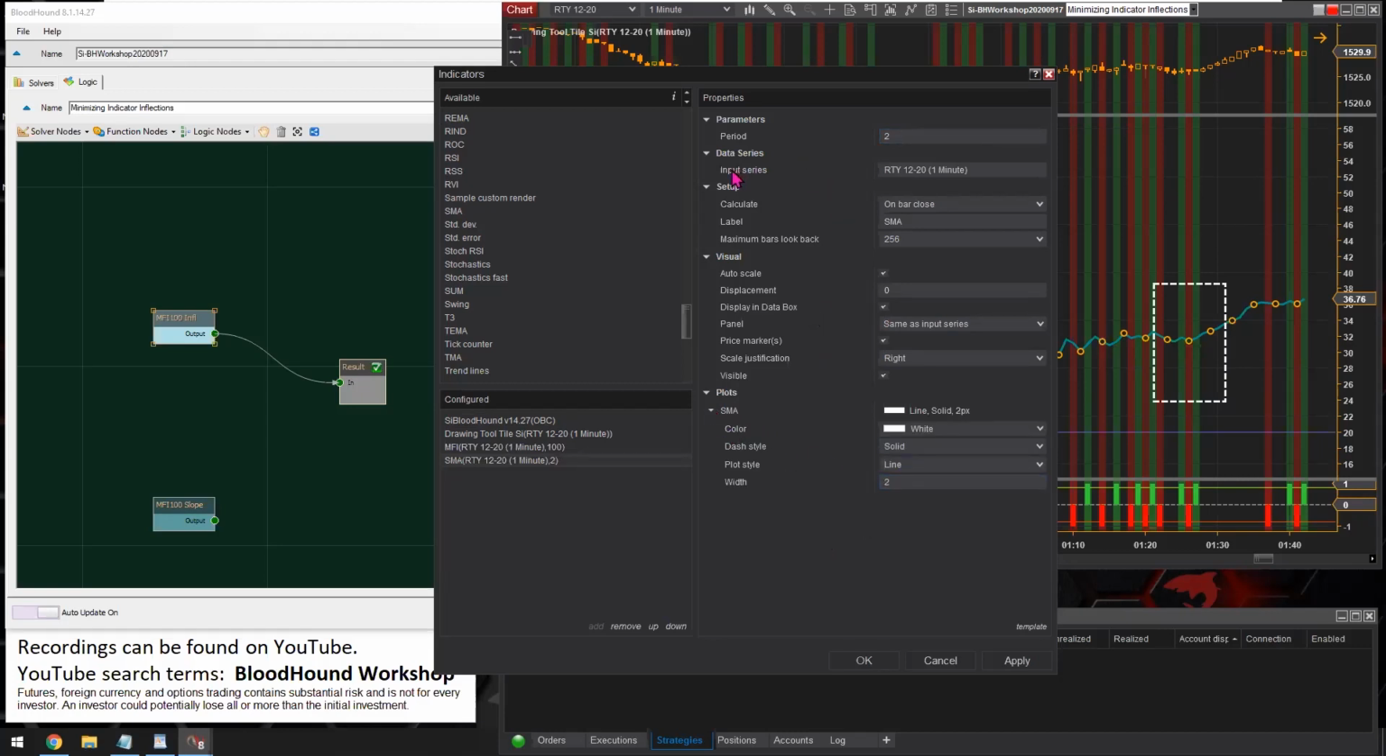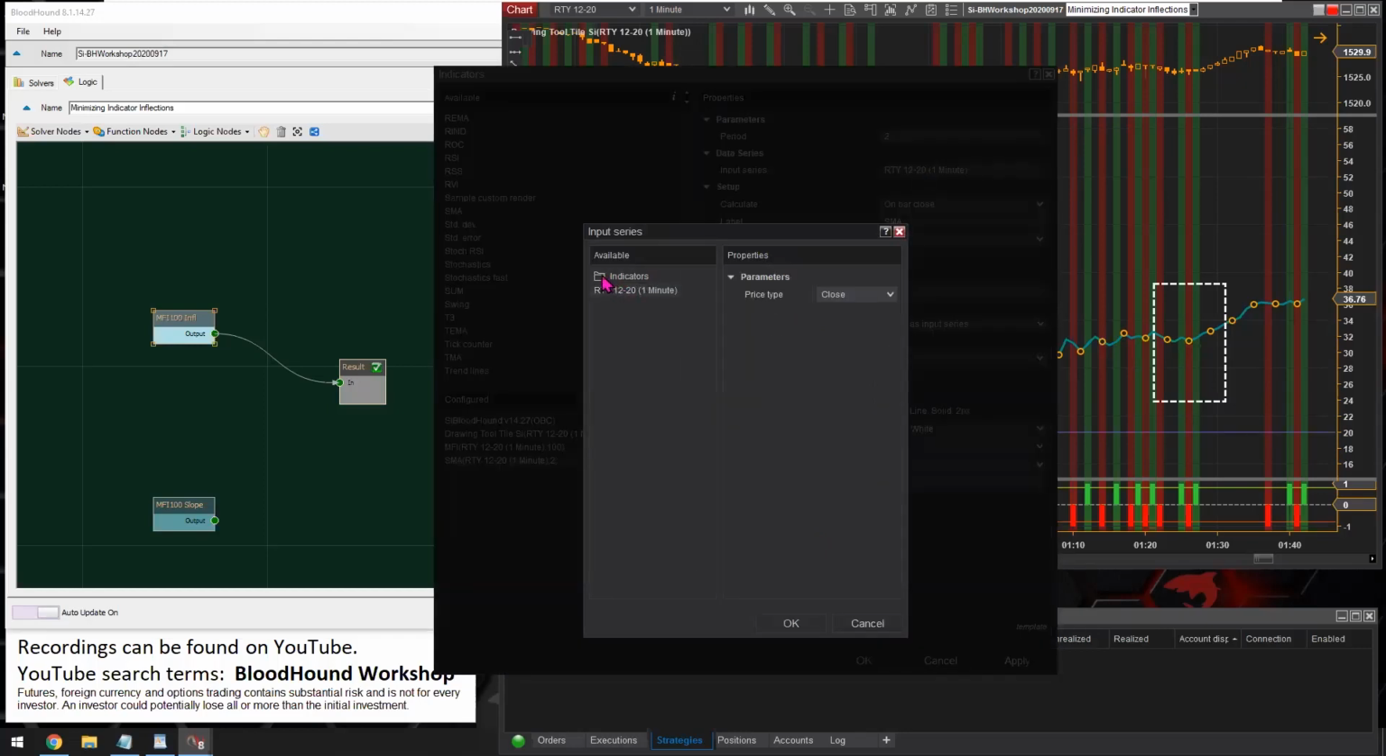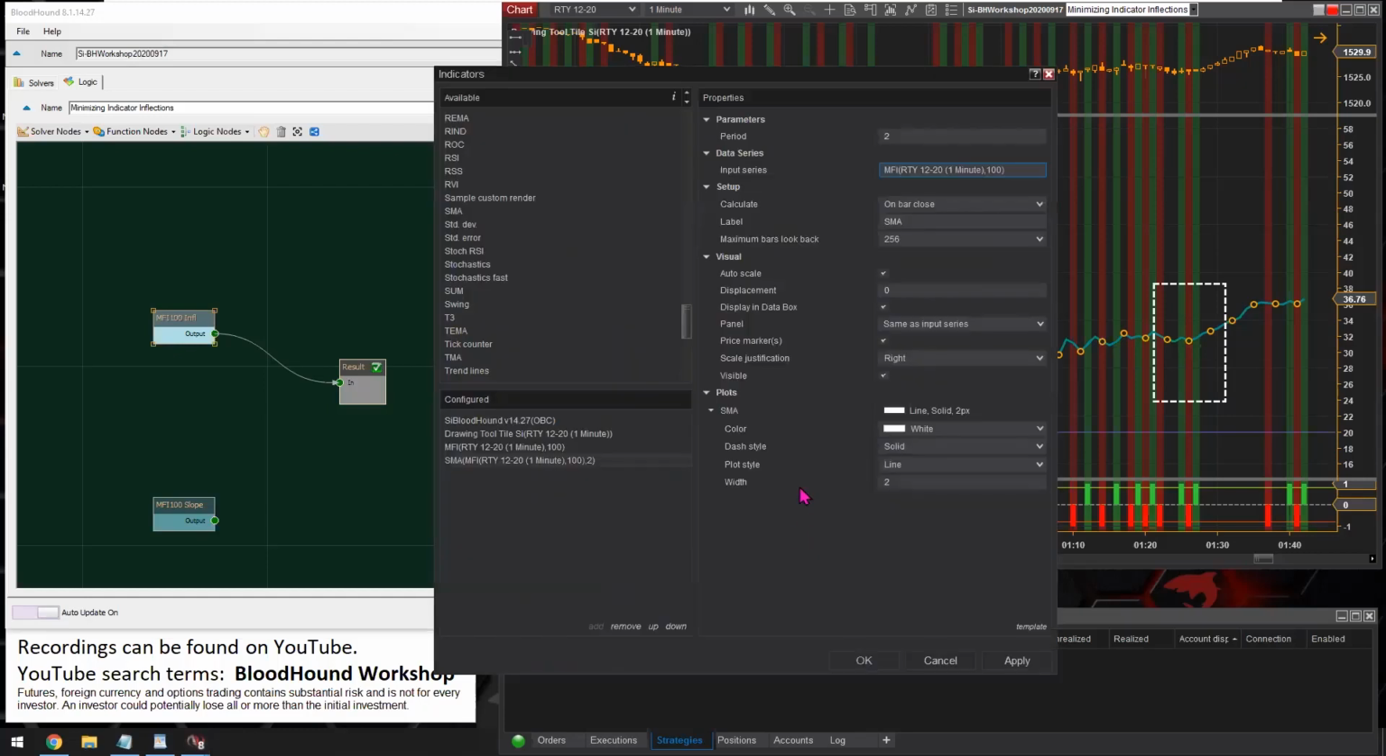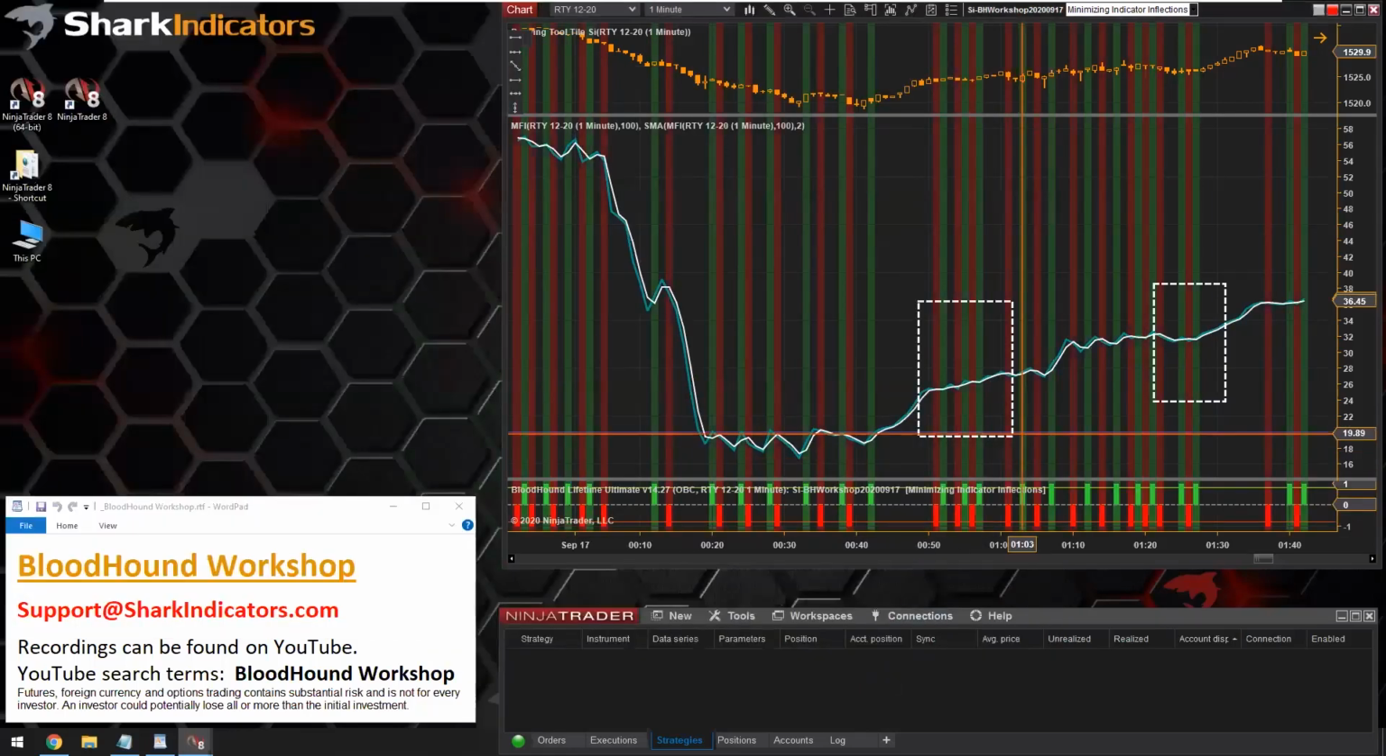And what I'm going to do is change the input series of my SMA to that MFI indicator. So let's go to the indicators here. And there we go. Select the MFI and remember to change the period to 100. Call it good. And I want to make sure that my SMA is on the same panel as the MFI indicator. So let's change our panel to what panel is it on? It's on panel 2, I believe. Click OK. There we go.